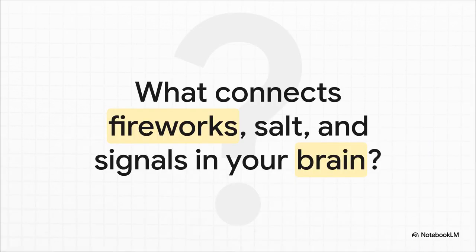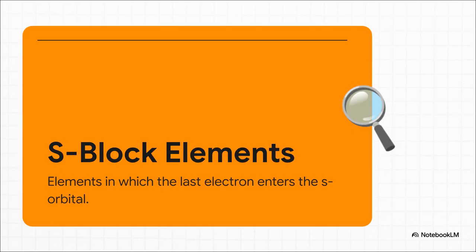Okay, first up, a little puzzle for you. What on earth could possibly connect the brilliant colors of a fireworks show, the regular old salt on your kitchen table, and the electrical signals that are firing inside your brain at this very moment? I know, it sounds like a totally random collection of things, but the answer is actually pretty elegant. And that answer lies with a group of elements called the s block.